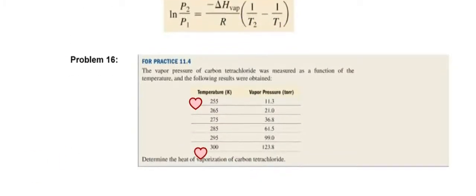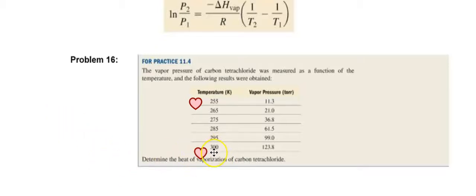Now, it says for here, determine the heat of vaporization of carbon tetrachloride. So I chose the first and the last one to work with. Okay, these are the two values. What happens if I use, let's say, the middle two values? Well, you'll probably get something really, really close to what I got. So it really doesn't make any difference which two numbers you pick, okay? What is important, though, is that you are consistent.